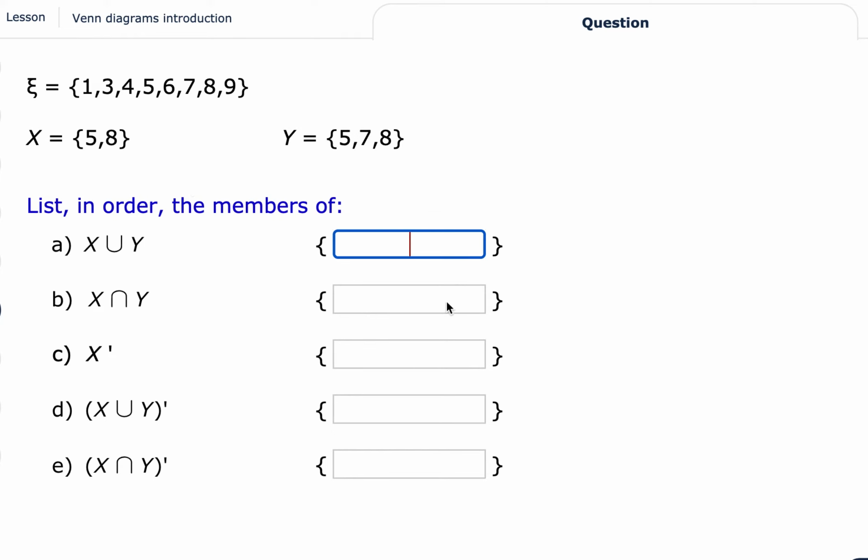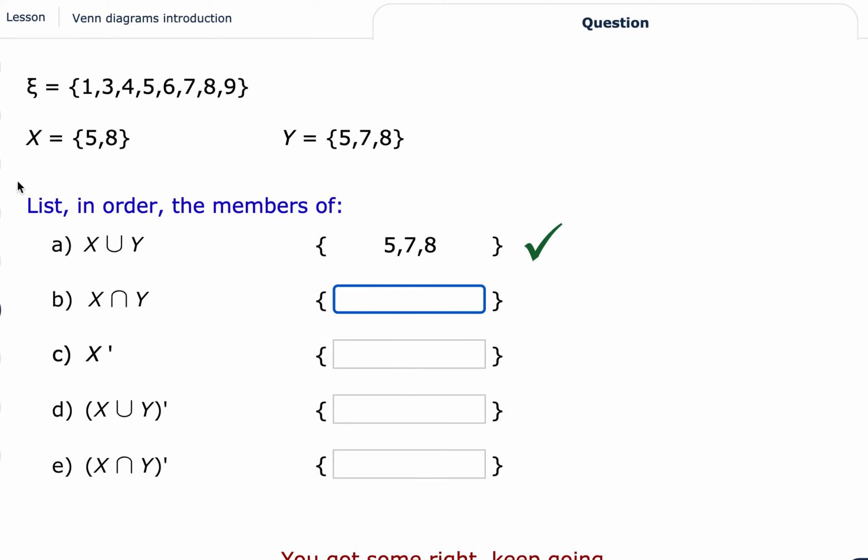Remember, X union Y, 5, 8, 5, 7, 8. So all of X and Y will be 5, 7, and 8. We don't have to write 8 twice, just once. Okay, let's see, correct. X intersection with Y. What are the common values here? 5 and 8, right? X prime, not X. So we take 5 and 8 out. The rest will be the answer: 1, 3, 4, 6, 7, 9.